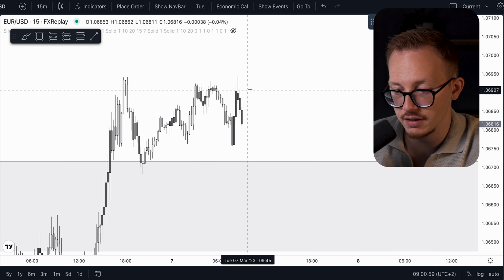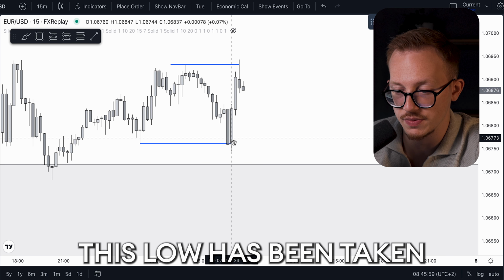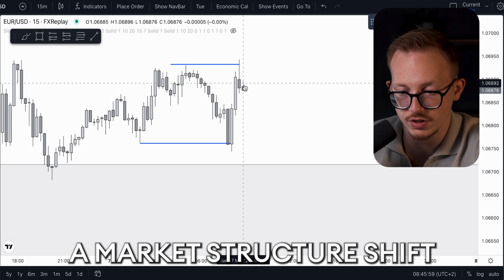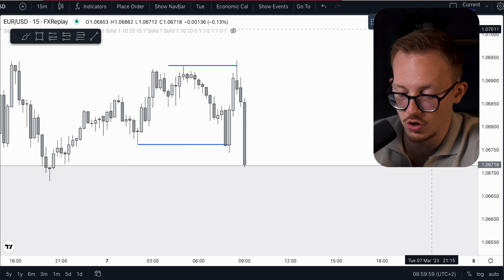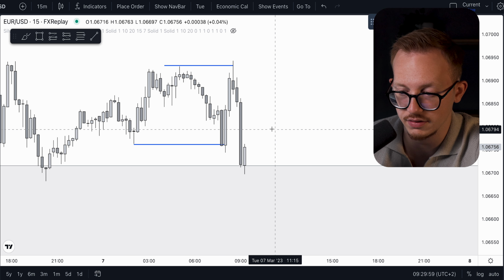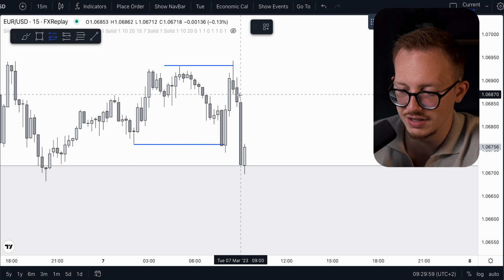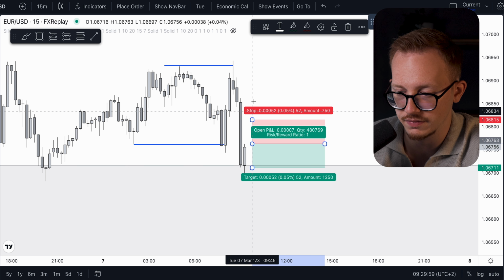Okay, we are at the next day, London open. As you can see, liquidity has been taken, this low has been taken, so we are having a market structure shift. We want to see price go extensively in the other direction, create a fair value gap. It does that right here. It also had a fair value gap right here, but let's just enter on the lower one.